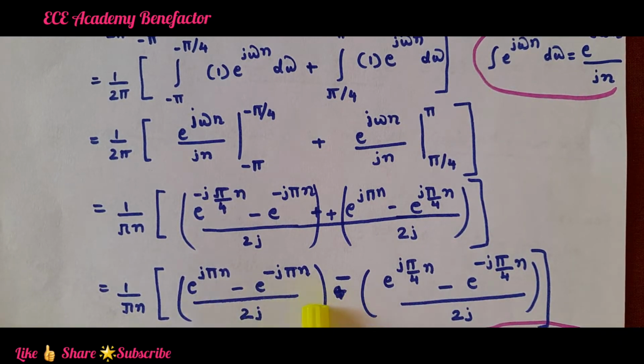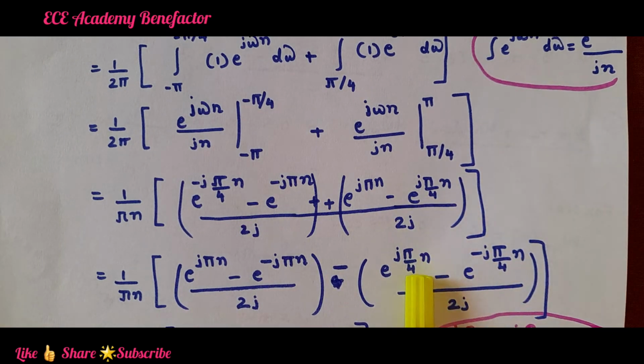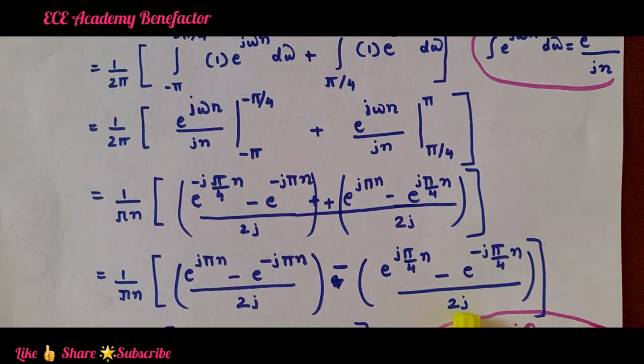On rearranging the terms, we can collect pi n terms together. We have written it as e to the power j pi n minus e to the power minus j pi n by 2j, minus of, this minus is taken outside, e to the power j pi by 4 n minus e to the power minus j pi by 4 n by 2j.